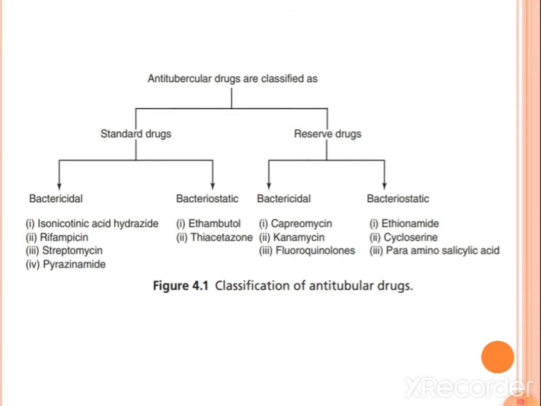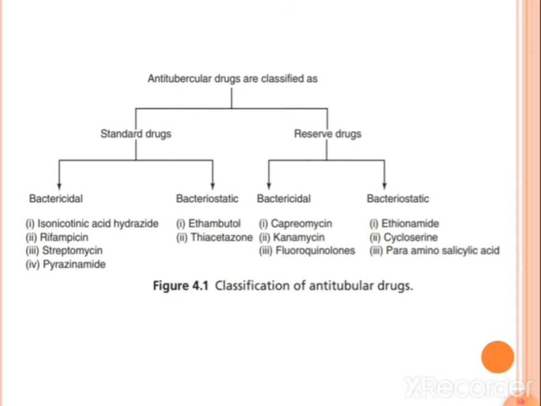Further, on the basis of the action of the drug for anti-tubercular activity, the anti-tubercular agents are also classified into two basic categories: standard drugs and reserve drugs. Standard drugs are again divided into two categories on the basis of their action: bactericidal and bacteriostatic. Similarly, reserve drugs are also classified into bactericidal and bacteriostatic.